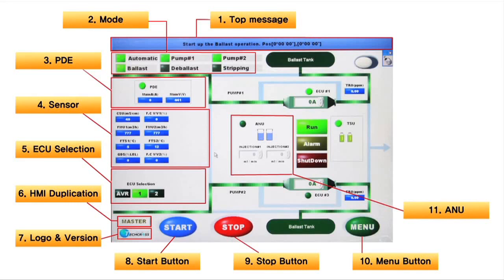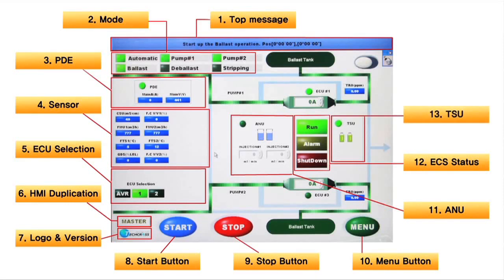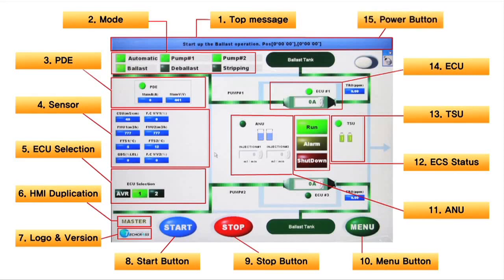11. ANU operation and amount of injected neutralizing agent. 12. ECS status, state of ECS: run, alarm, shutdown. 13. TSU operation and measured TRO. 14. ECU operation and electric current fed to each ECU. 15. Power button, power on, off.